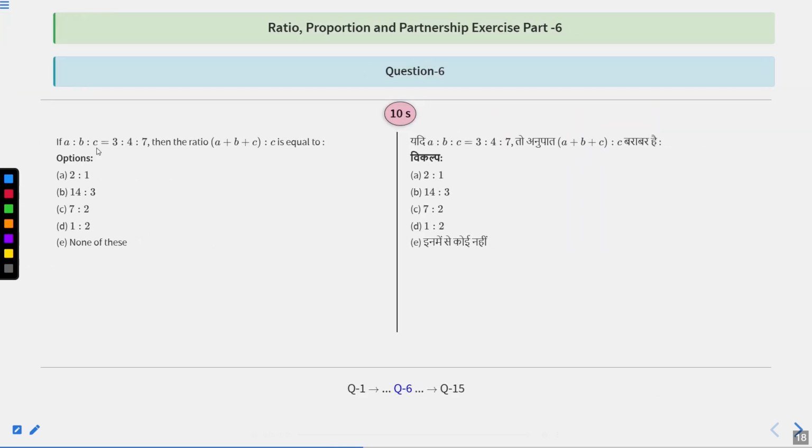If A, B and C are in the ratio 3:4:7, then the ratio of A plus B plus C to C is equal to? You have 5 options and 10 seconds to solve this question. Your time starts now.